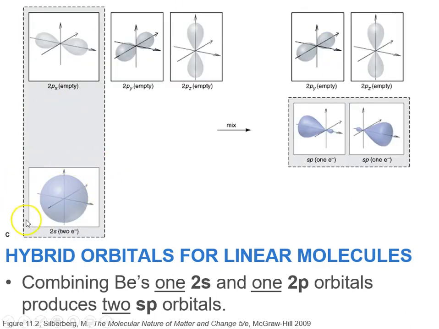So here's the 2s orbital, and it had two electrons, and the 2p, and it didn't have any. And I'm mixing a 2s orbital, one of those, and a 2p orbital, one of those, and I get two sp orbitals, and here they are. And they look kind of funny. They look sort of spherical, but dumbbell-like, where one of the lobes is really big and one is really tiny. Notice that we still have two additional 2p orbitals, but we didn't involve those in the mixing, so those are still there.